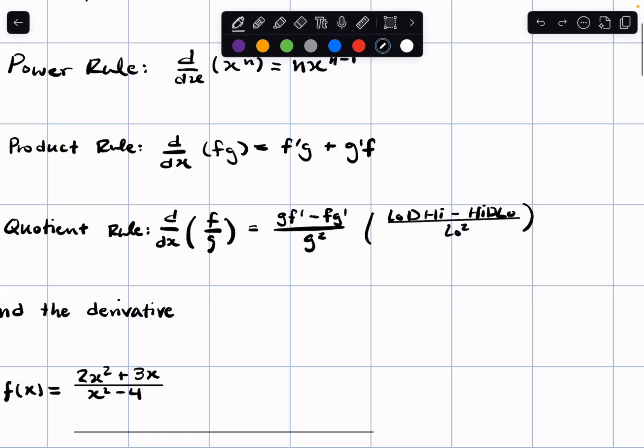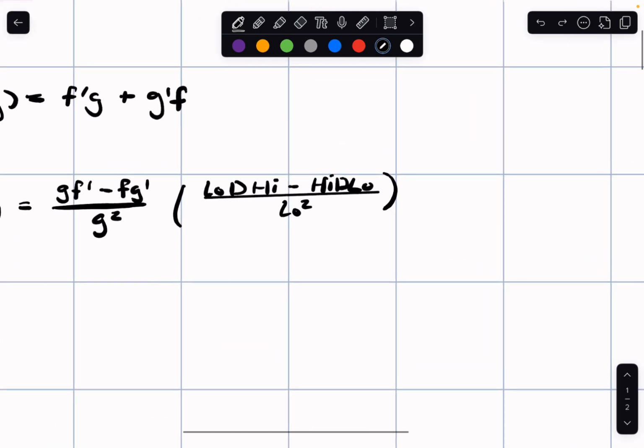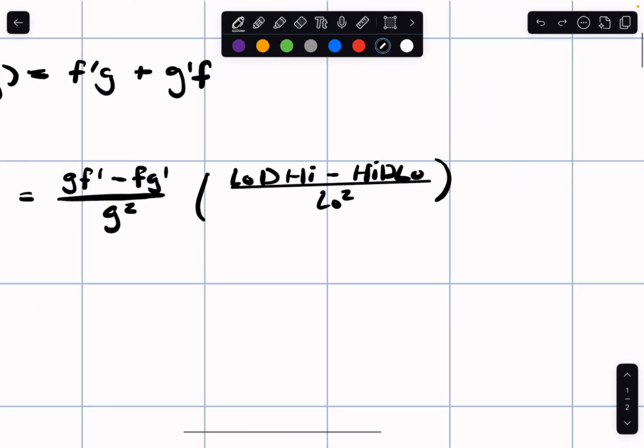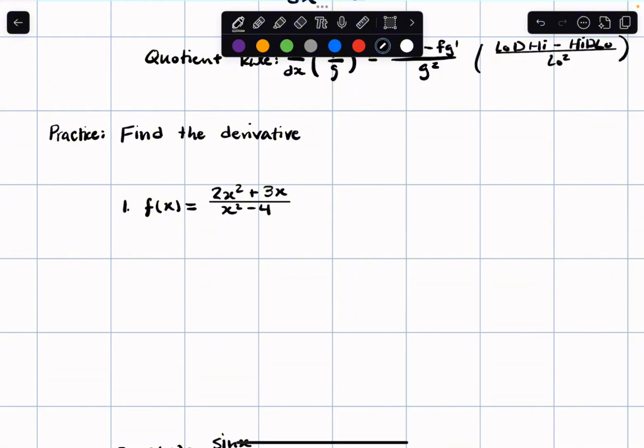But it's the same as the product rule. However, you change the plus to a minus and you divide it by g squared, well, the bottom squared. And then we have a little mnemonic here, or a memorization device, called low d high minus high d low divided by low squared. Okay, so now we are ready for practice.